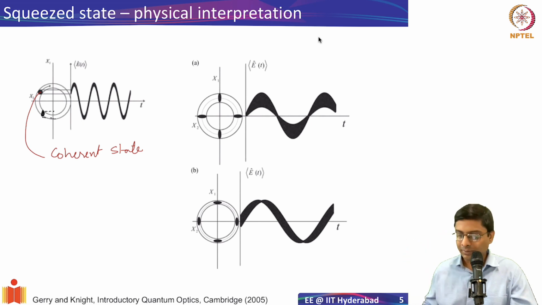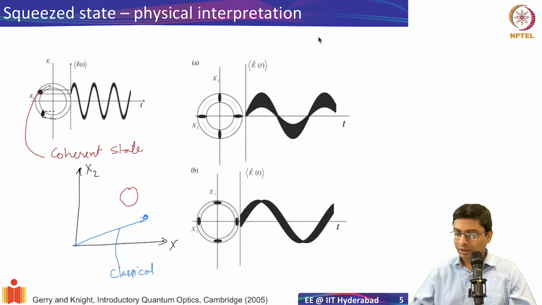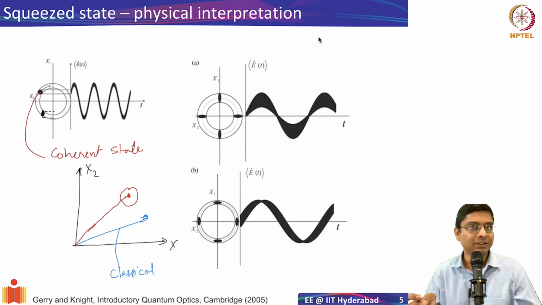For example, I'm representing this as, let's say, x1, x2. Okay, and I'm saying that this is my region of uncertainty. In the conventional case, this is the classical case. I'll put a point here, a phasor. This is my classical situation, right? Now, in the quantum situation, I cannot put a single point, but I'm putting a region of uncertainty. But effectively, each point represents a particular wave, which can be represented as a sine wave in time, right?